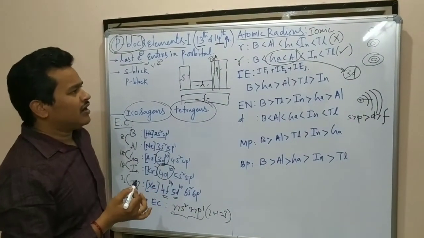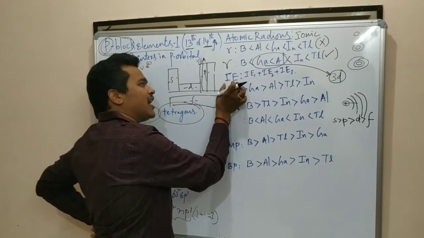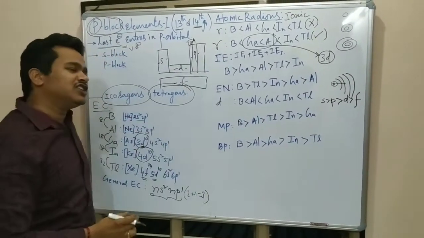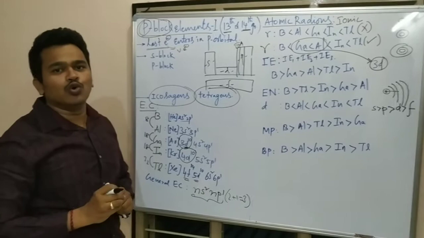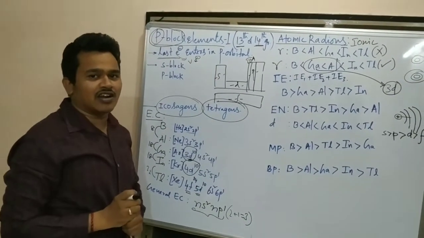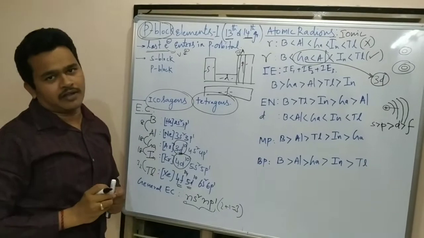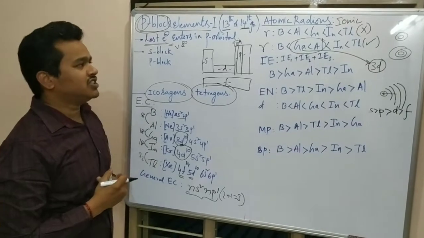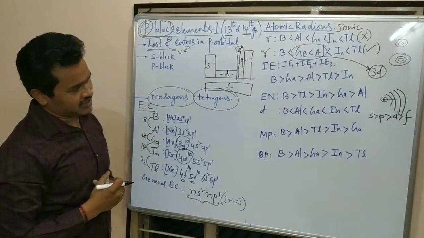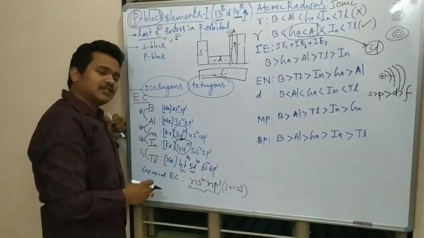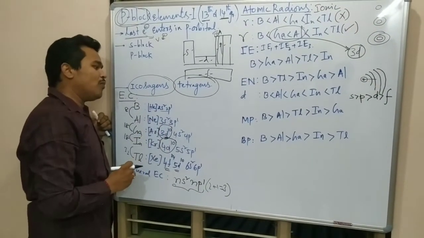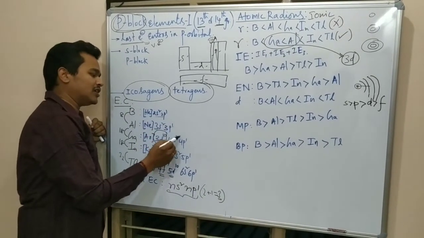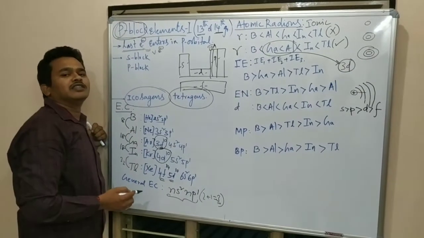Next we are going to talk about ionization enthalpy. What is ionization enthalpy? It is the energy required to remove the valence electron in the gaseous state. Whatever energy is required to remove the electron from the valence shell is called ionization energy. When we observe these elements, how many electrons are there in the valence shell? There are 3 electrons in the valence shell.